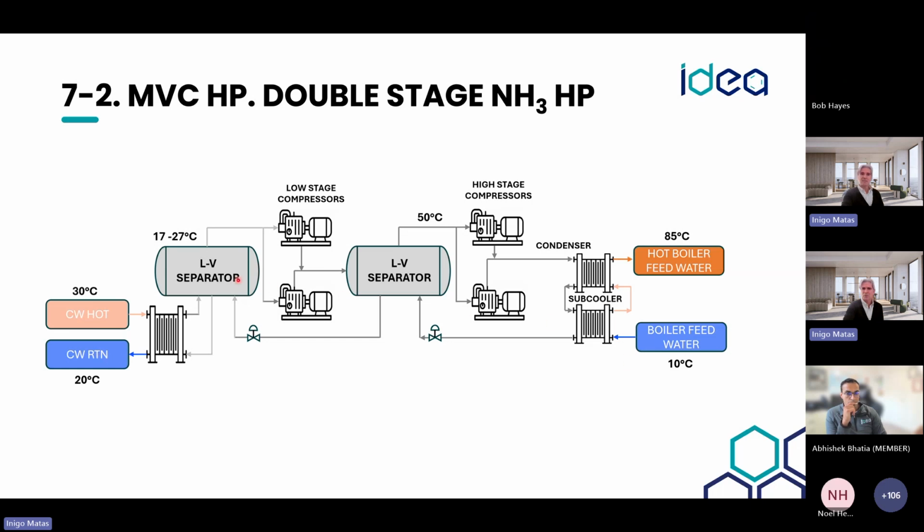On the heat sink, we can see that this is boiler feed water that was coming at 10 degrees and is reaching 85. Because the difference in temperature between the 30s and the 85 is quite high, it wouldn't be possible to have just a single stage heat pump. That's why in this case, we have 2 stages of compression.